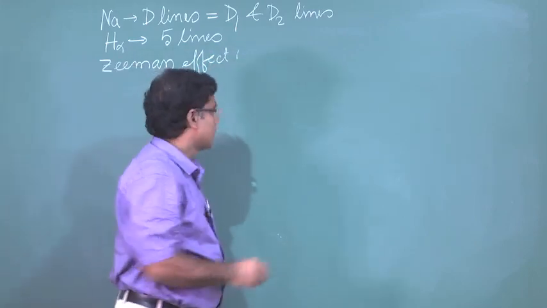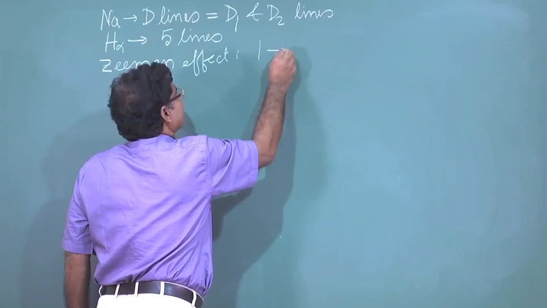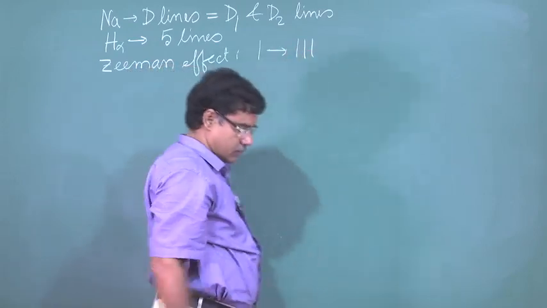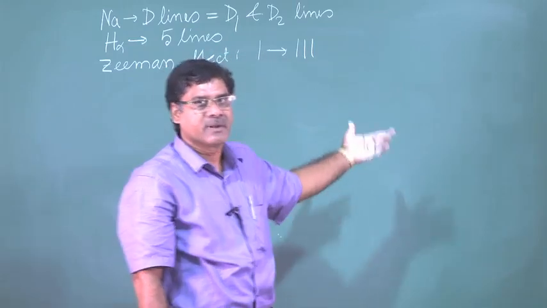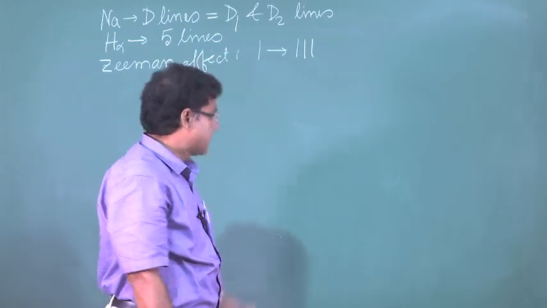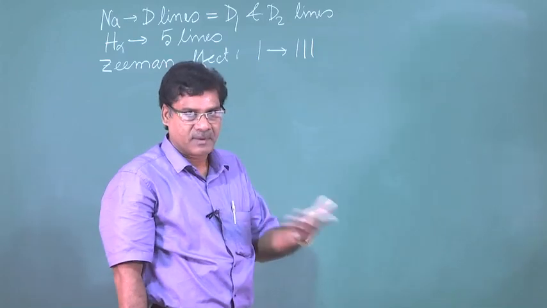Okay. So, any spectral line is split under a magnetic field, split into 3 lines. So, why is it happening? That is also not explained in the case of the normal Zeeman effect. Anomalous Zeeman effect will come later.